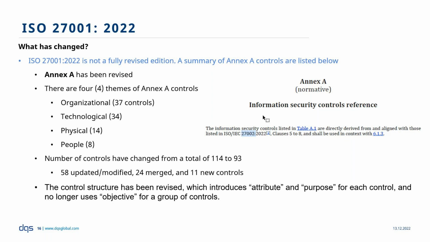I want to point out that on top of the Annex A in 001 standard, there is a helpful reminder to consult with 002 document. 27002 has a good description of the attributes.